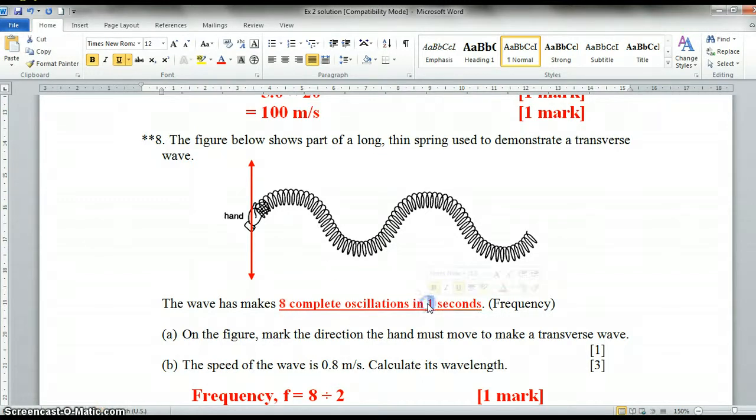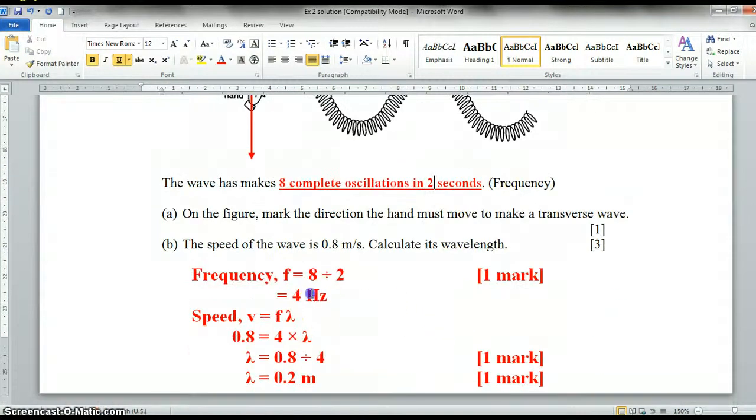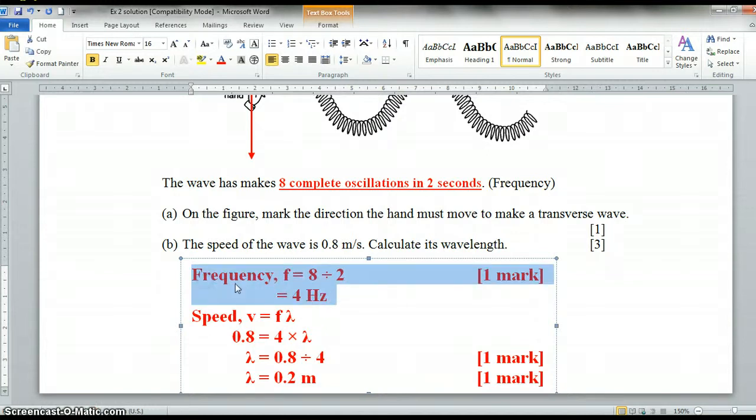Okay, let's go back. That's how I got this step, the very first step. How do I know the frequency? 8 divided by 2, and hence I get 4 Hertz, or 4 complete oscillations in 1 second. This is a very tricky question, and O-level likes to ask this question, so please take note.